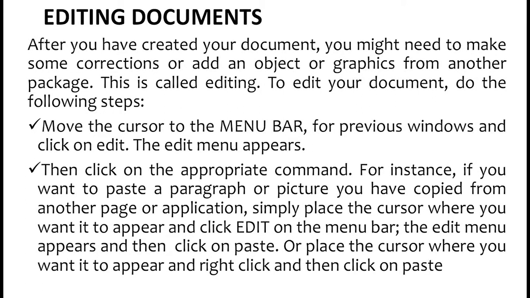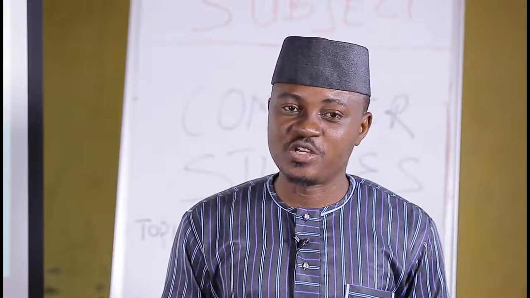For instance, if you want to paste a paragraph or a picture you have copied from another page or application, simply place the cursor where you want it to appear and click on edit. On the menu bar, the edit menu appears, and then you click on paste, or place the cursor where you want it to appear and right click. Then you can click on paste. This is actually very easy going when you understand there are different logics depending on the Windows you're using.